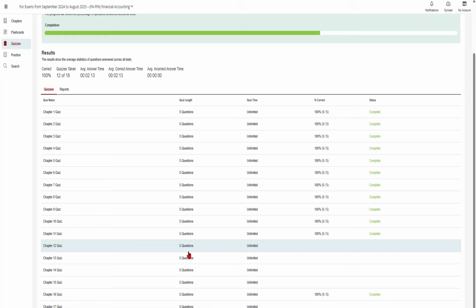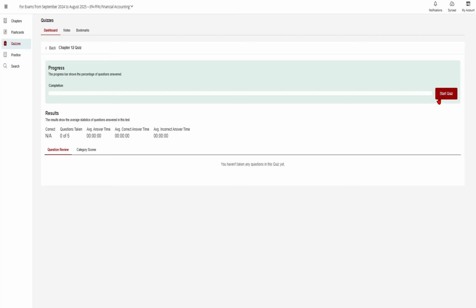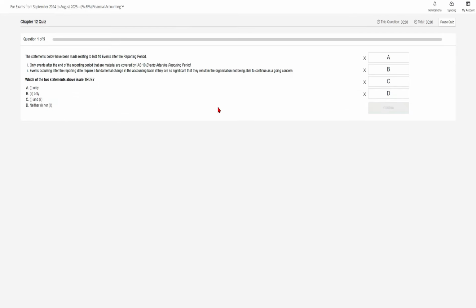This one is from the ACCA study for the financial accounting paper. Previously we have solved up to chapter 11, so let's go to chapter 12, and this one is from your IAS 10, that's your events after the reporting period. We will look at each of these questions one by one, figure out why this is right and why this is wrong. So watch this video till the end. I hope this video will be useful.